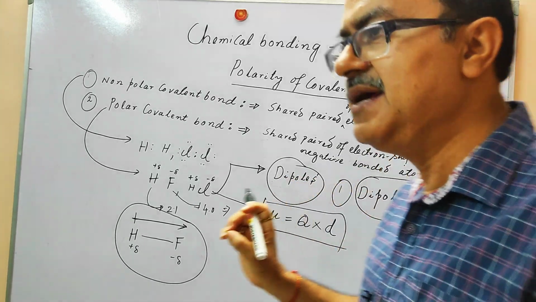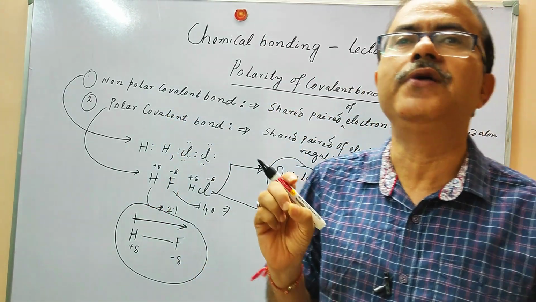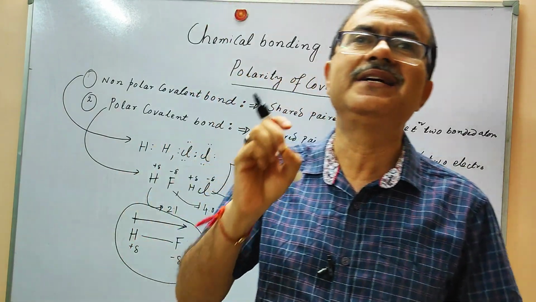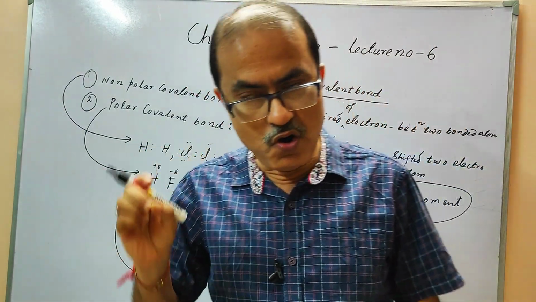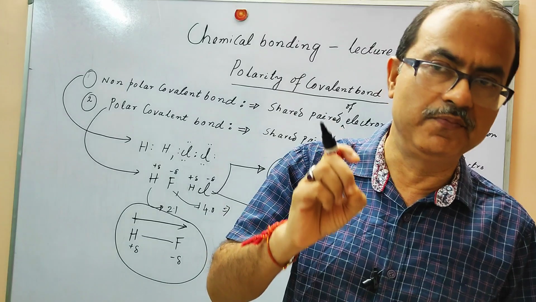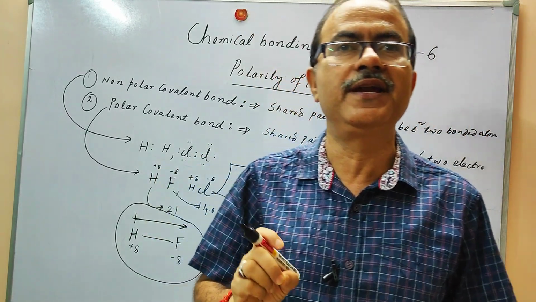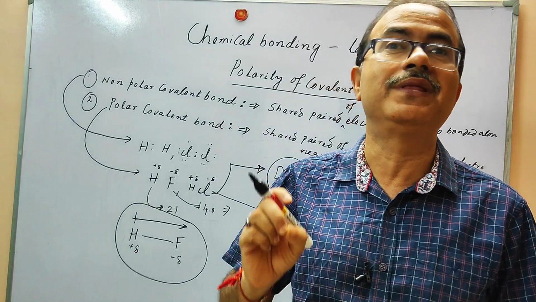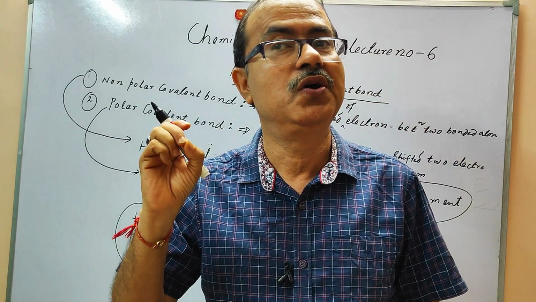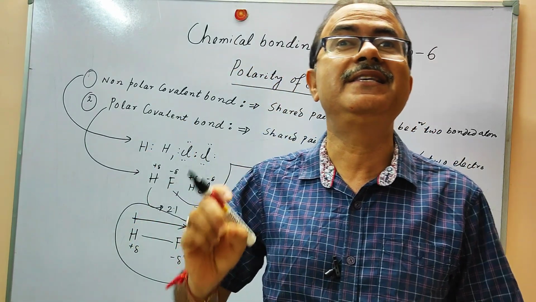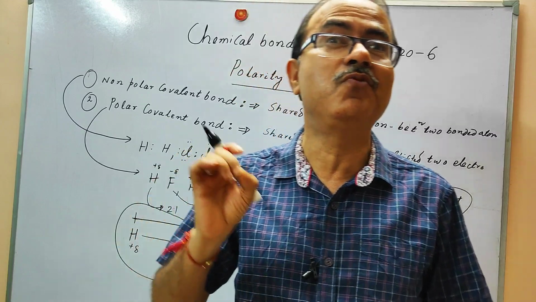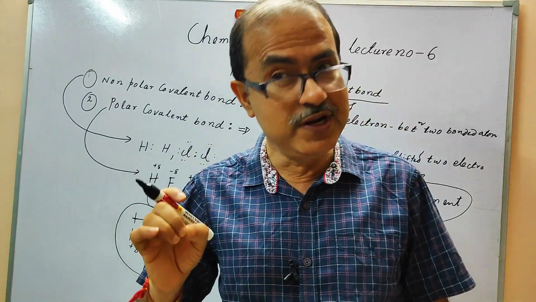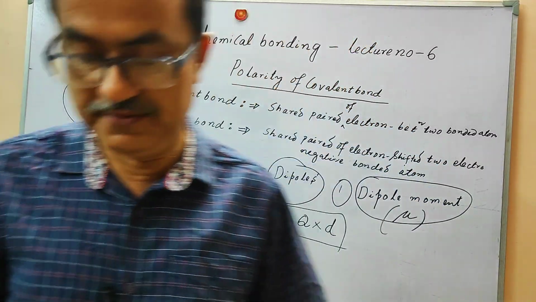So now we understand the dipoles, how the dipoles are created, what is the polar covalent bond, what is the non-polar covalent bond, and how this dipole is created, and how we are able to measure the dipole moment for diatomic molecules. But if it is a polyatomic molecule, then how do you calculate it? Now we will understand it.